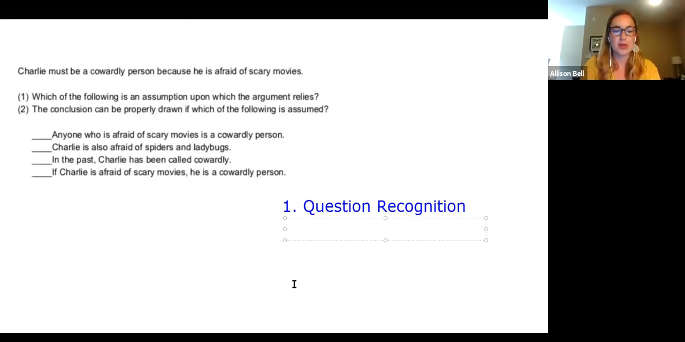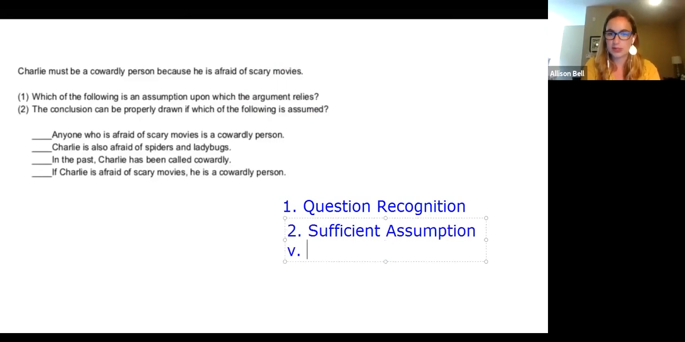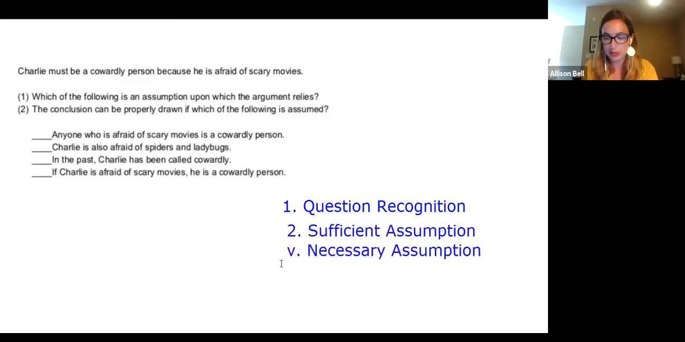The second is you want to understand the concept of a sufficient assumption as it compares to a necessary assumption. So that concept of, does it fill the whole gap to make the argument valid? Or is it something that needs to be true in order for the argument? Okay, those are the two big ones. And then the third is the specific tool that you use for necessary assumption questions called the negation test. So if this is something that you're trying to master, those are three specific skills that you can work on.